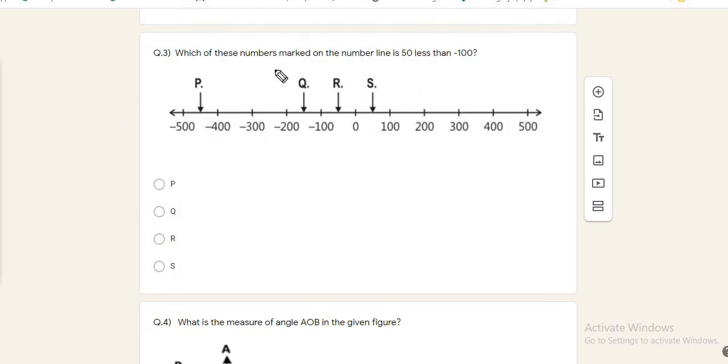Question 3. Which one of these numbers marked on the number line is 50 less than minus 100? So 50 less than minus 100 means minus 100 minus 50. So the answer is minus 150. We have to locate minus 150. So it must be between minus 100 and minus 200. So Q must be minus 150. So B is the correct option.